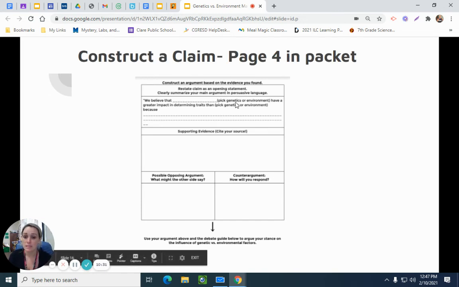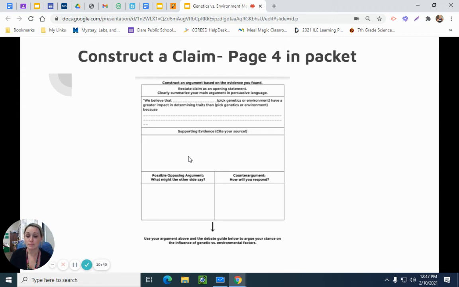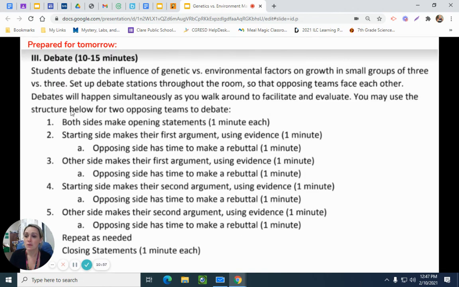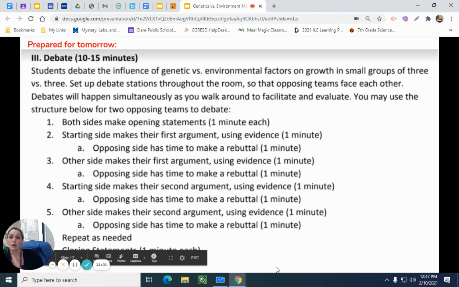So let's say you were selected to pick genetics for your topic. You're going to have to find all the evidence that supports the claim that genetics is the reason for this situation. And also down here in this box, you'll research what the environmental side could say about it, so that you can respond with a counter argument, which means you use those facts that the other side could say, and kind of have a rebuttal prepared or a response prepared. So when we do our debate, we'll go through this, but this is what you will essentially be doing.